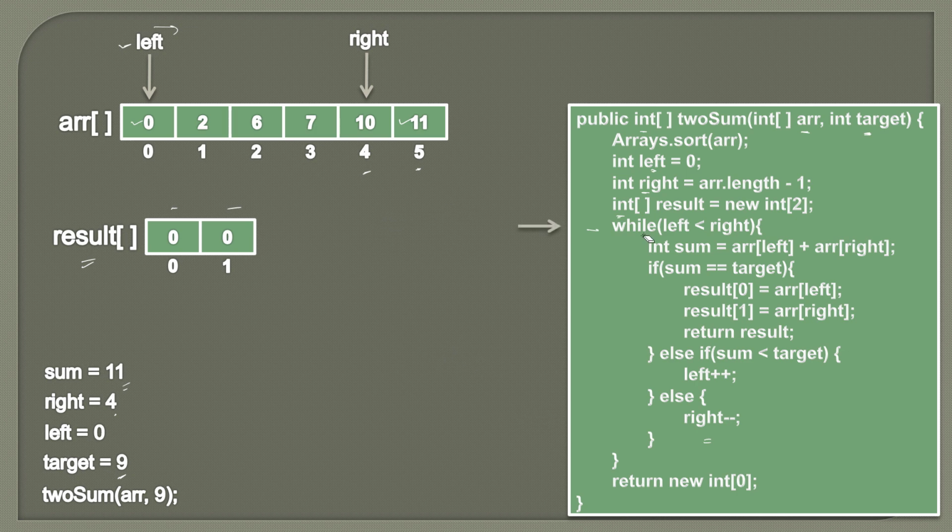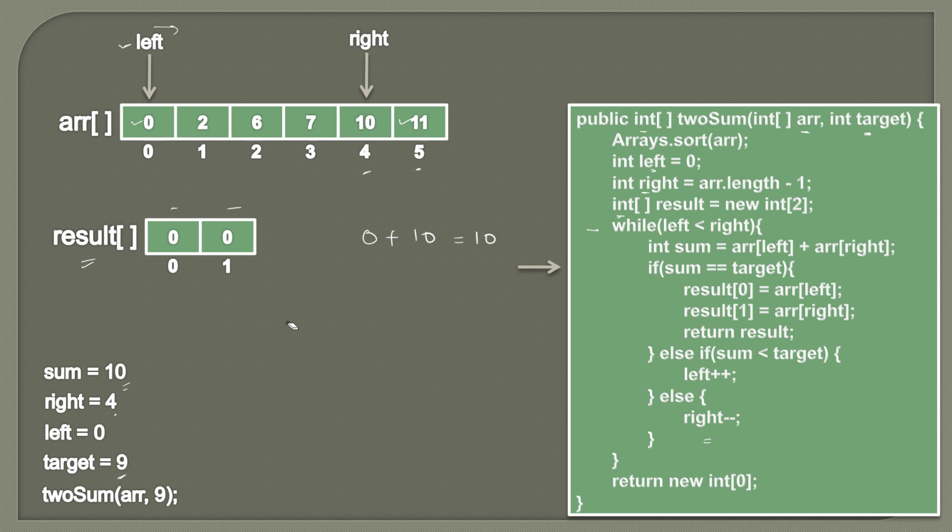Now again our execution point will reach here. We will check whether left is less than right or not. So left is less than right, so the while loop will execute. We will again calculate the sum by taking in the values at left and at right pointers. So now our values would be 0 plus 10. So these are the values. It will give us a value of 10. So sum will become 10 now. We will compare sum to the target.